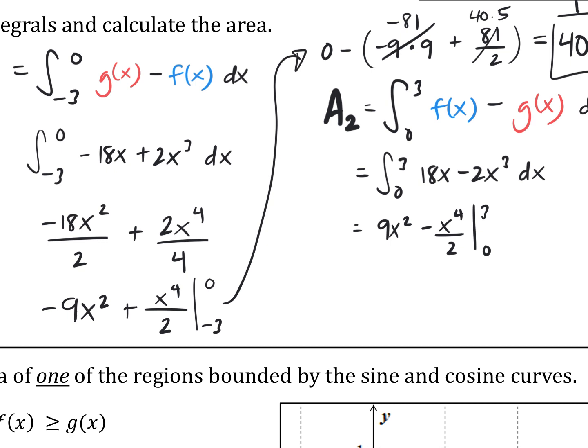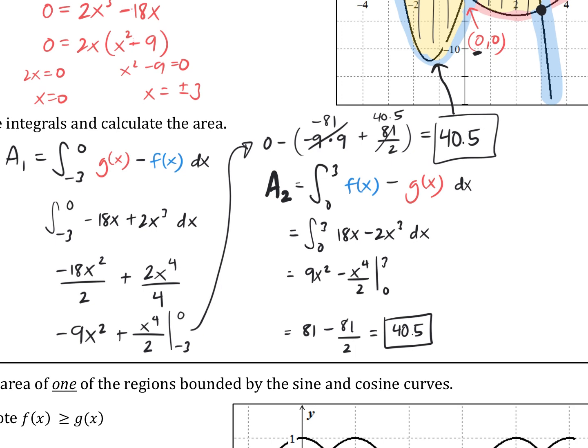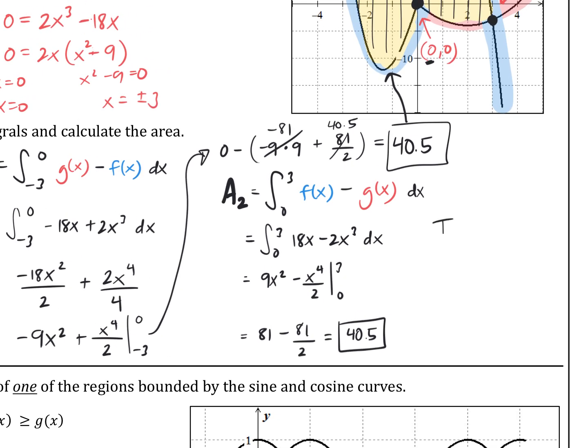So I plug in 3, 9 times 3 squared. That's going to give me 81. And then 3 to the 4th, 81 again, divided by 2. Subtract those together, I also end up with 40.5. So both of those areas do just, in fact, end up being the exact same thing. That's not always going to be the case. But then what does that mean that my total area is going to be? 81. Yes, 81. 81 total units squared. Add those together.